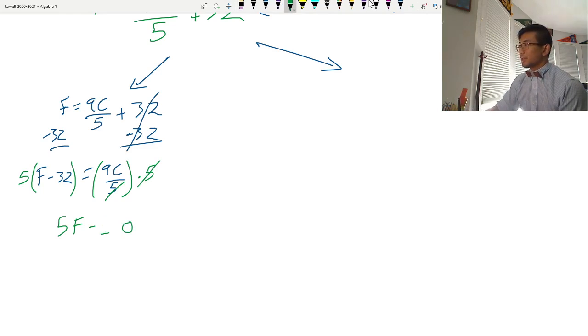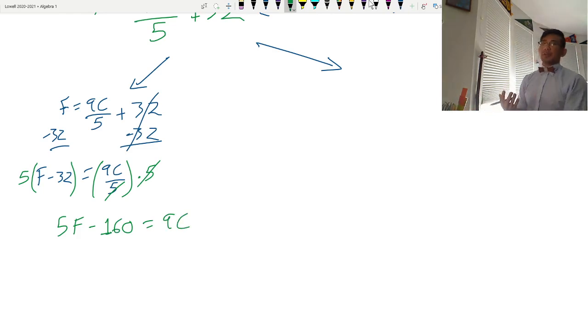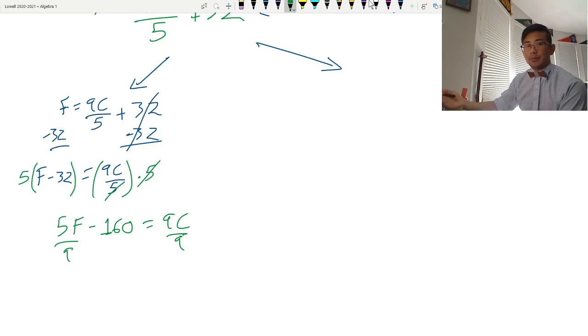160. And that's going to equal 9C. The last part here is to just get rid of that times 9 by doing the opposite, and it's dividing by 9. Now, I want to be careful of this divide by 9 because I've seen this a lot. You will divide by 9 here, and then I've seen people just divide one piece by 9.